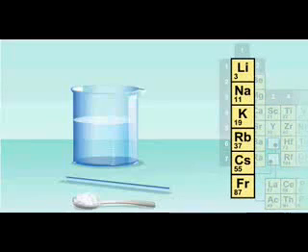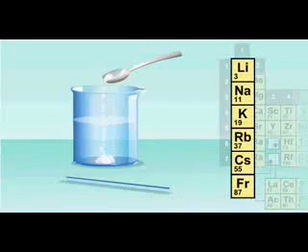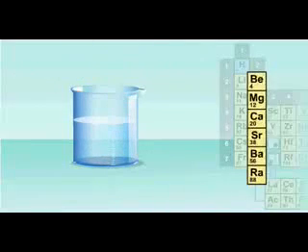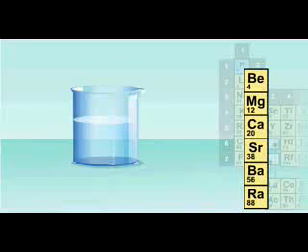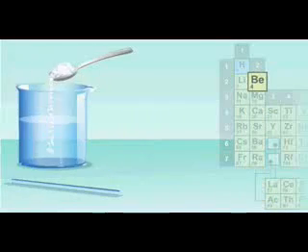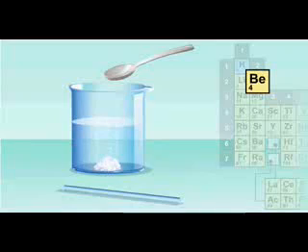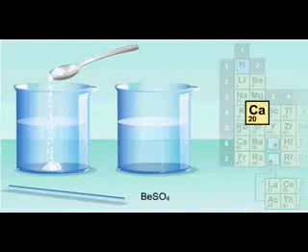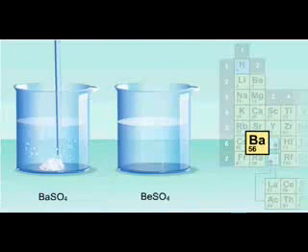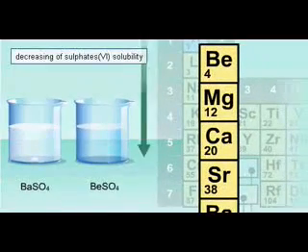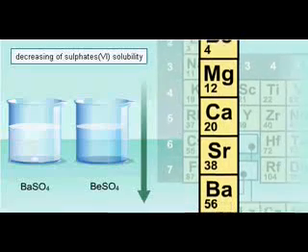The sulfates of group 1 metals are water-soluble. The sulfates of group 2 metals vary in solubility from the readily soluble beryllium sulfate to the practically insoluble barium sulfate. This means that the solubility of group 2 sulfates decreases as we move down group 2.